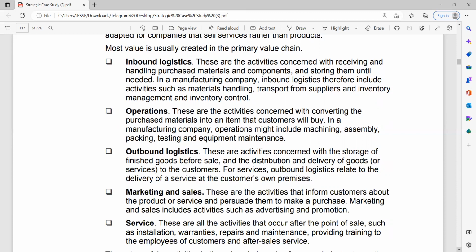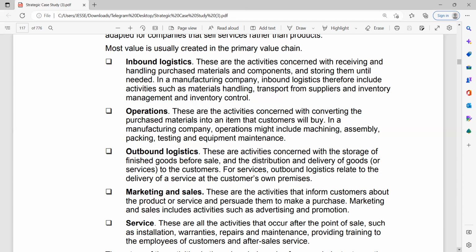Inbound logistics, these are the activities concerned with receiving and handling purchased materials and components and storing them until needed. See? So receiving and handling purchased materials and components. Inputs, inbound, that's what it means.